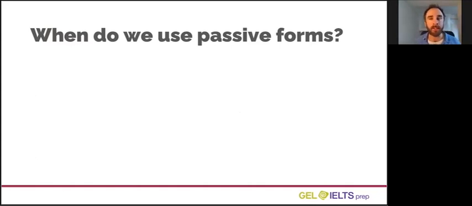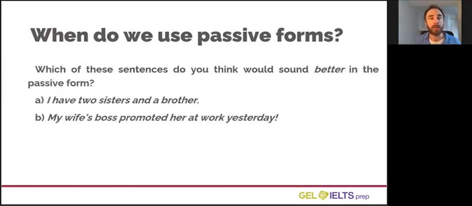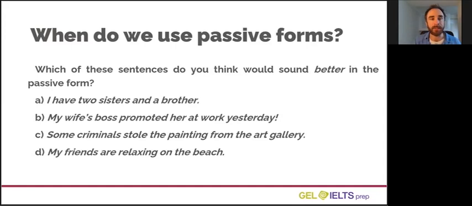Let's look at some more examples and think about whether they should be in passive or active. I'm going to show you these sentences and I'd like you to decide which of them should be in passive. At the moment, they are all in active, but I think two of them would sound better in passive. Which two? Look at the next question below this video and choose the two sentences that would sound better in passive.